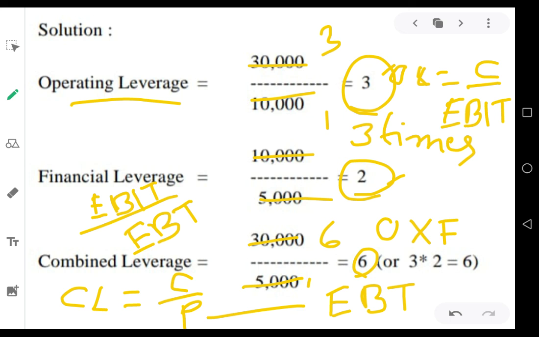And combined leverage can be calculated using 2 formulas. One is contribution divided by EBT. Contribution is 30,000, EBT is 5,000. So 30,000 by 5,000, you are getting 6. In the other method, combined leverage equals financial leverage into operating leverage, or operating leverage into financial leverage. So operating leverage is 3, financial leverage is 2, so 3 into 2 is 6. So it's a very simple problem we have worked out on leverages. We shall work out more problems on leverages in the coming videos.